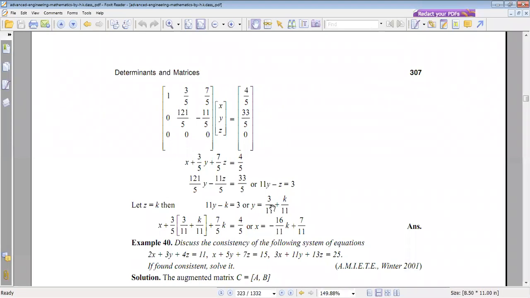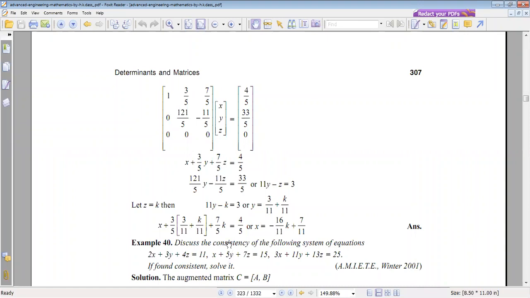Clear? Now you have to put the value of z and y in the first equation. So what is the first equation? x plus 3 by 5 y. Y means what? This 3 by 11 plus k by 11. Now plus 7 by 5.